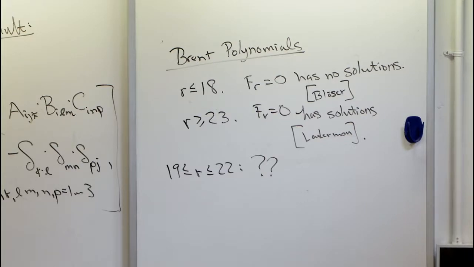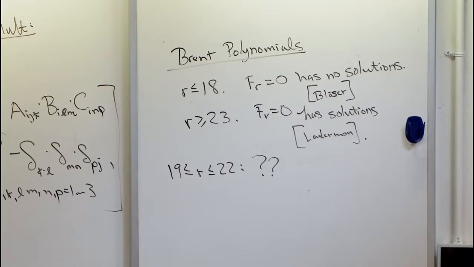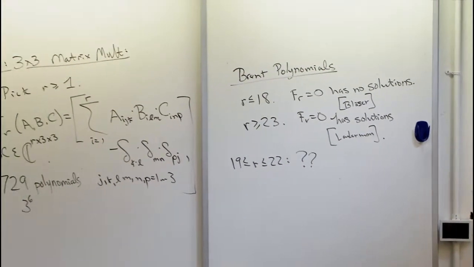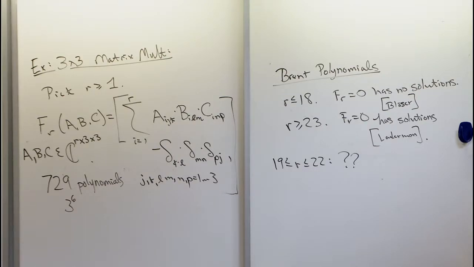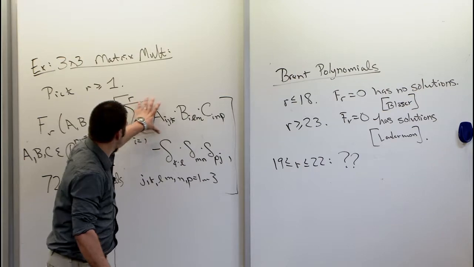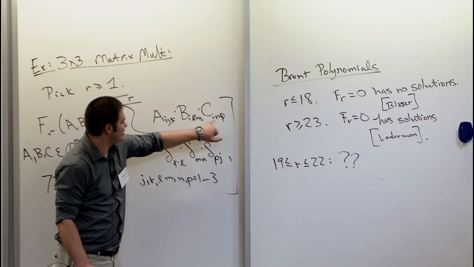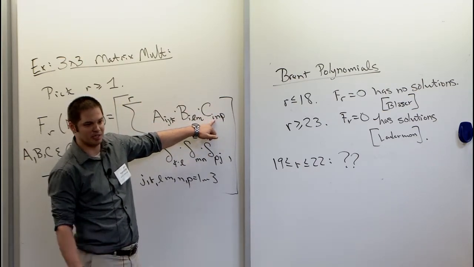So you can answer questions about complexity of 3 by 3 matrix multiplication just by trying to exhibit or prove that no solutions exist. So we don't care about all solutions. We just want to know, does there exist any solutions? So what's the relationship to this matrix multiplication? If you have a solution, then these tell you exactly how to do the matrix multiplication.